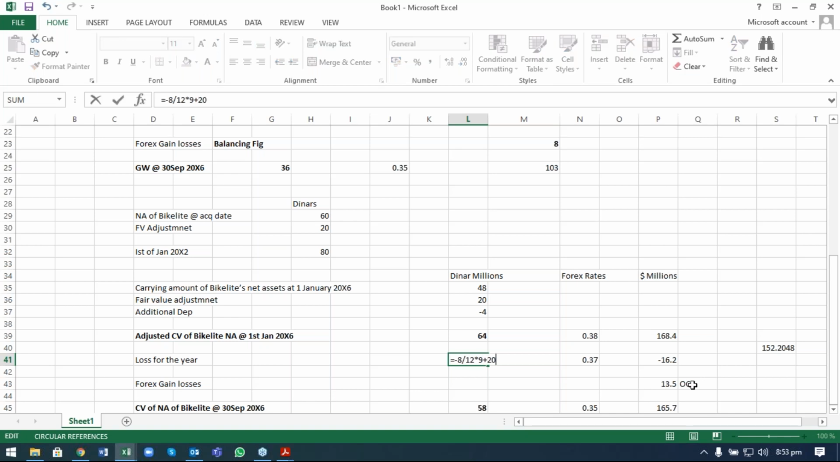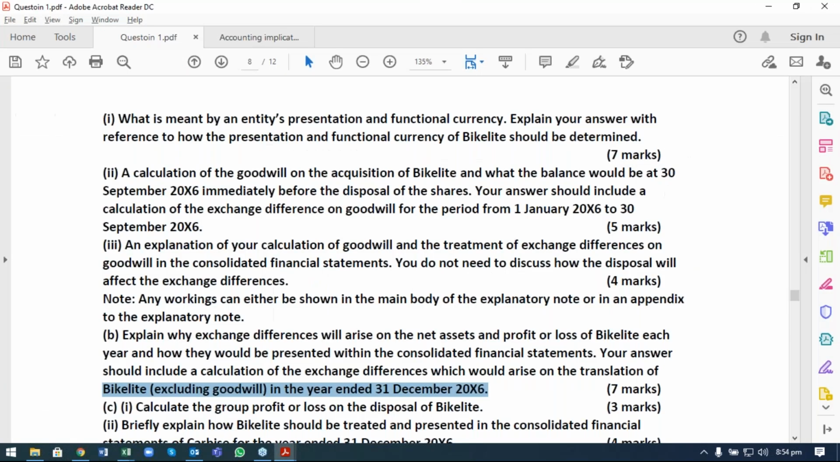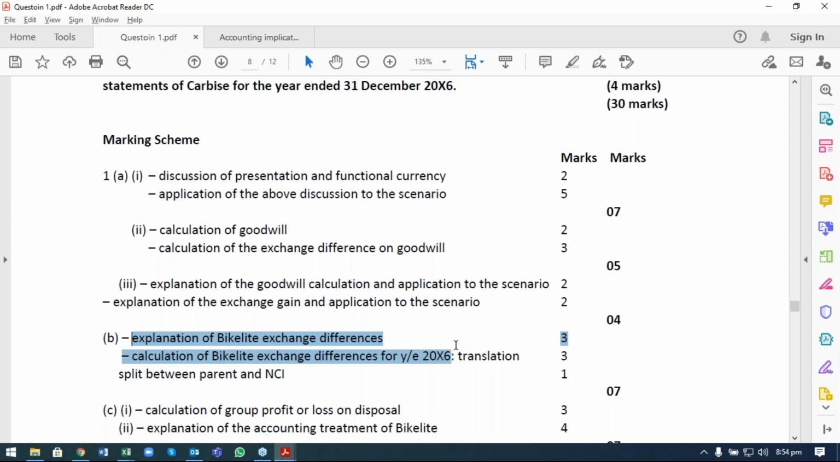That is 1 million divided by 12. It should be minus 1 million divided by 12 multiplied by 9. So this is another depreciation that I missed. Whenever you are working on such a complex situation, you might miss 1 or 2 points, but don't think that by missing a single point, the examiner is going to deduct the whole answer. If you look into the scores, the explanation for exchange differences carries 3 marks, calculation of Bakelite exchange differences for the year ended 31st December translation is 3 marks, and the split between parent and NCI carries 1 mark.